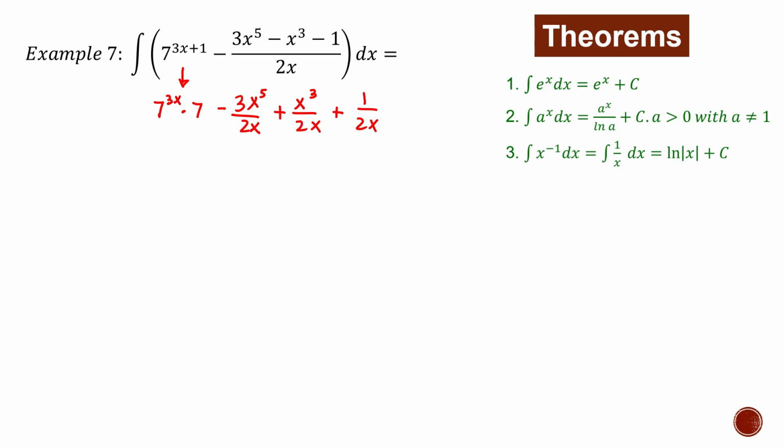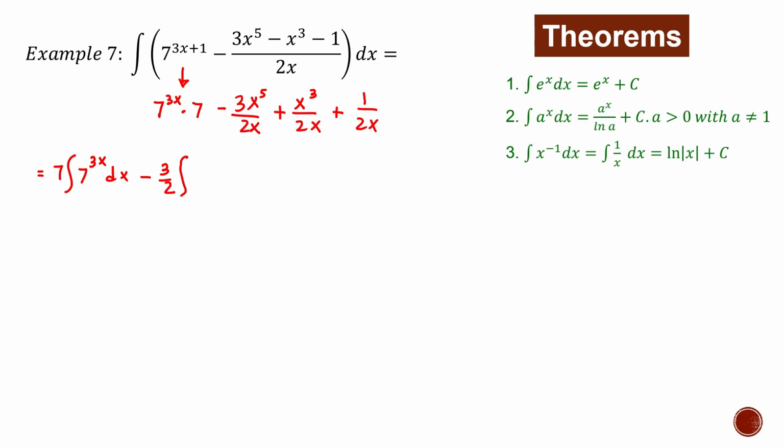So what I did is I just separate them so that it will be easier for me to solve this one. Alright, so let's continue now. This is now equal to 7. I'll put that outside. Integral of 7 raised to 3x dx. And then this will be minus 3 over 2, right?